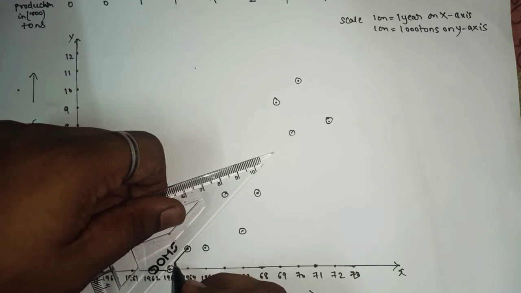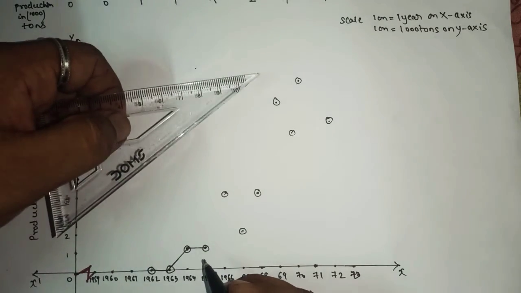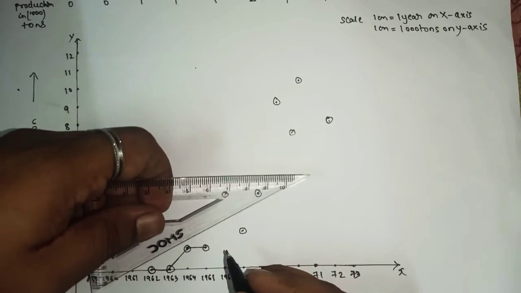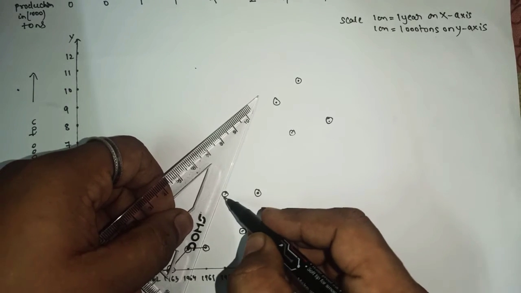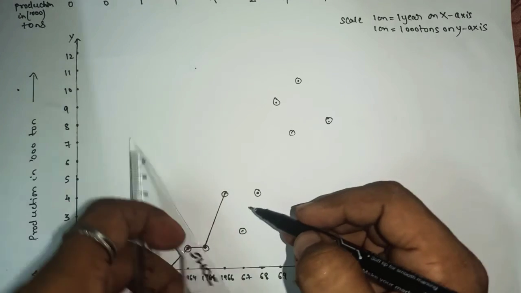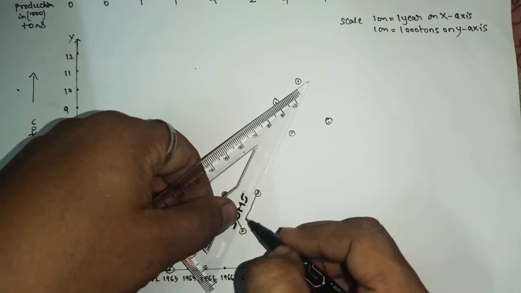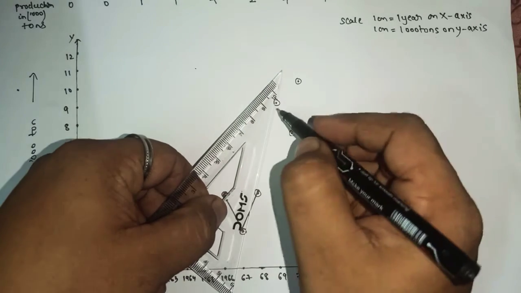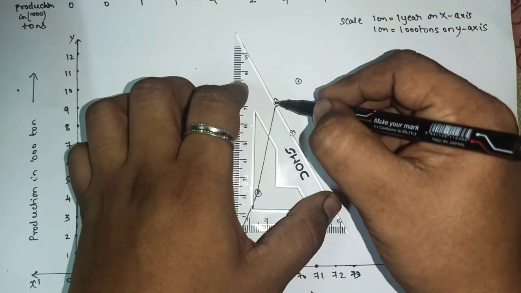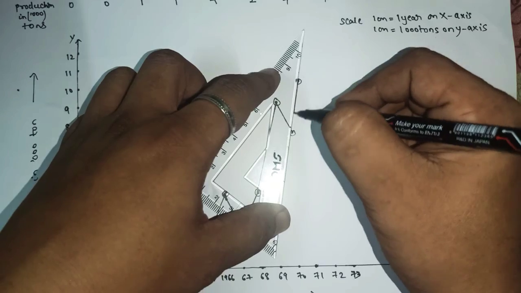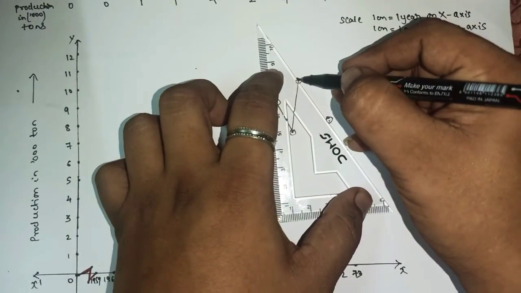After that, 1966, then 67, then 68, then 69, then after that 70, 71, and the last one is 72.